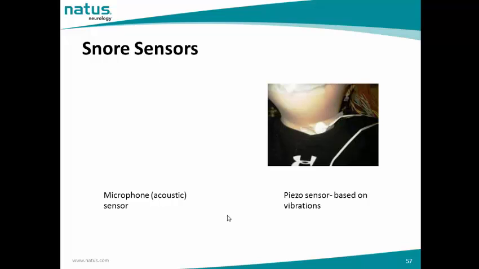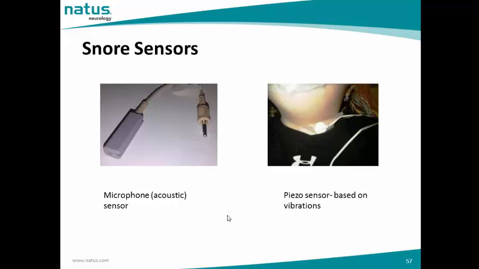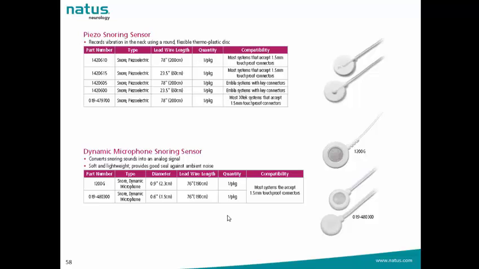Snore sensors: there are two different types of snoring sensors. The microphone or acoustic sensor can record all of the respiratory sounds, including snoring, groaning, stridor, and any other respiratory sounds that may happen. Piezo sensors are placed over the vocal cord and are based on vibrations. In this slide, you can see the different available piezo snoring sensors and microphone snoring sensors.